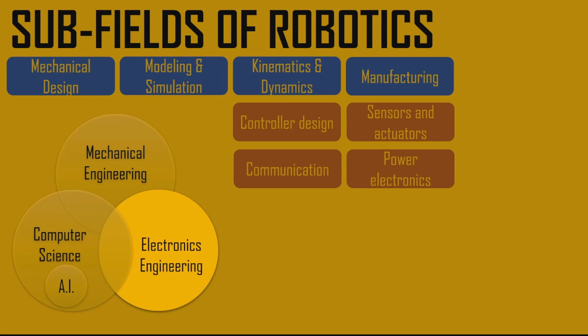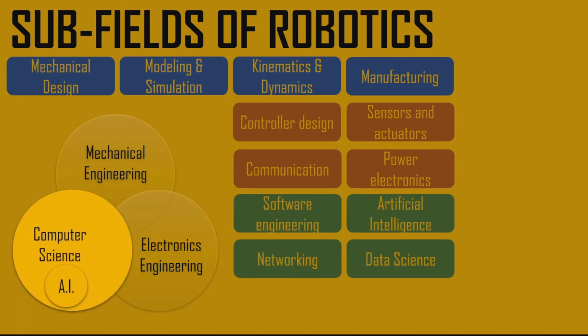For electronics, also, I have classified the major fields of electronics as applied to robotics into four major categories, and that is controller design, sensors and actuators, communication, and power electronics. For computer science, and artificial intelligence is a subfield of computer science, I have categorized it into software engineering, artificial intelligence, networking, and data science.